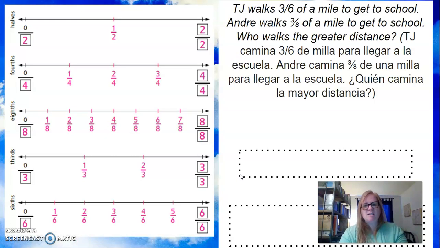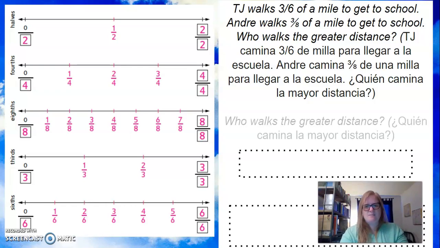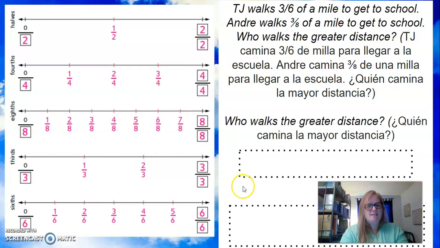So TJ walks 3/6 of a mile to get to school. Andre walks 3/8 of a mile to get to school. Who walks the greater distance? When you're looking at this, I want you to pause and make sure that you are doing the previous couple of slides, so that way you're nice and caught up.